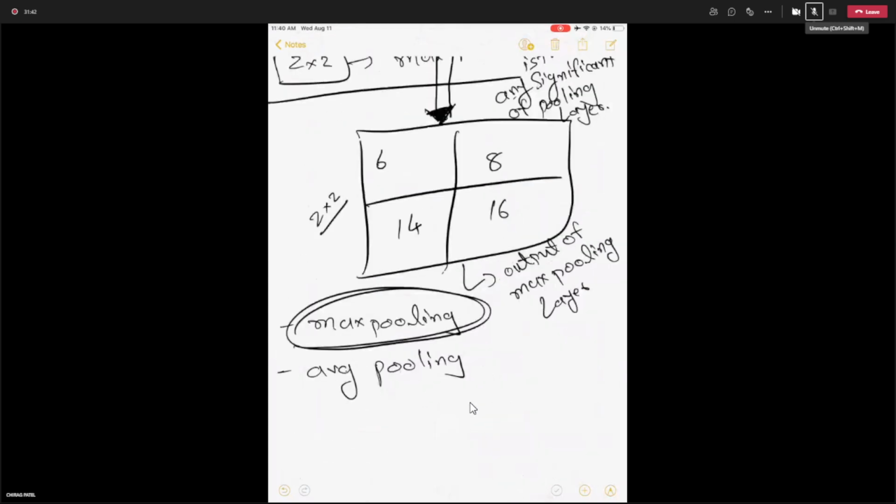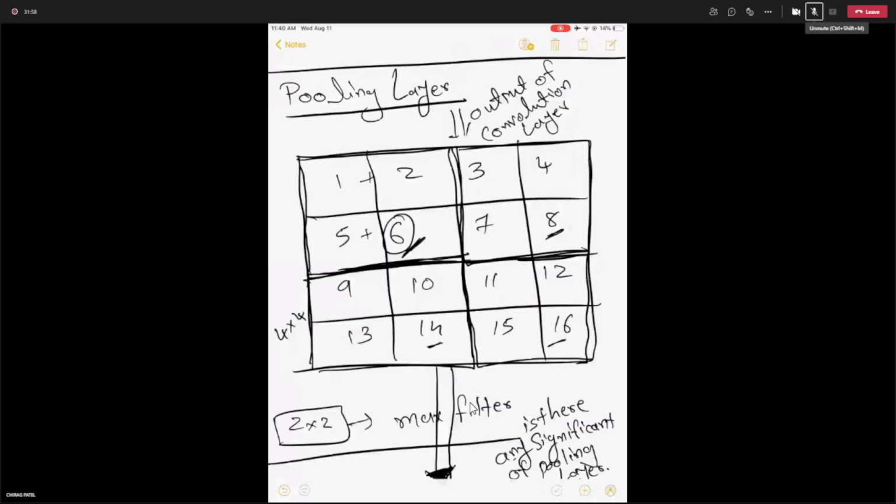What do you mean by average pooling? And this is max pooling I had demonstrated. Can anyone answer what you mean by average pooling? Instead of max, we take the average. Absolutely correct. How do we calculate the average? 1 plus 2 plus 5 plus 6.